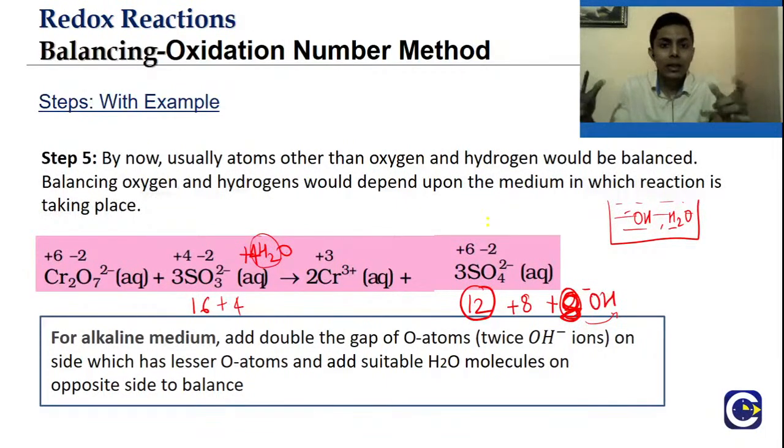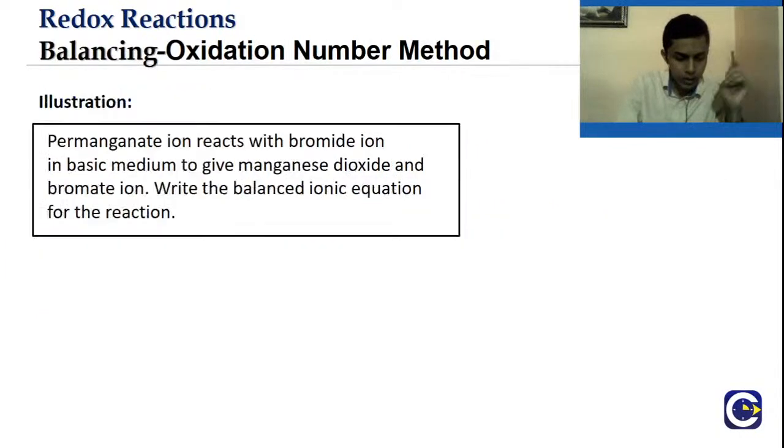So if I balance this, my oxidation and reduction entities are balanced. Later, I need to balance oxygen and hydrogen. In case of acidic medium, I can balance oxygen by adding H2O, and whatever imbalance of hydrogen comes, I balance it by adding H plus. In case of alkaline medium, I add twice as much as the difference of oxygen, and half of it as H2O on the other side, to balance hydrogen as well as oxygen. So if this is clear, try to solve this question.